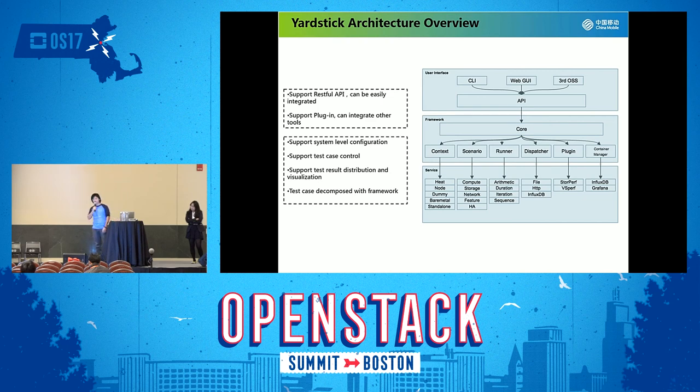Next one is Yardstick. In the next picture, we can see Yardstick is connected to the other performance testing projects, because it supports a plugin mechanism so that it can easily add the other performance testing projects. So all these performance tests can be in one project, and we can run all these performance tests in one touch. Yardstick also supports a RESTful API that can be easily integrated with other projects. As we see, Dovetail can easily use Yardstick for its certification.